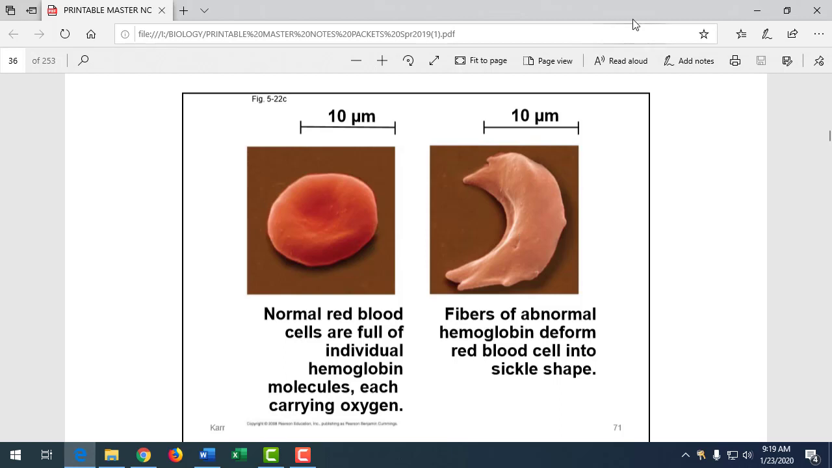Yes? Did you fix that at all with warfarin? No, because it's a clump. It's not a blood clot. It's a piling up of red blood cells.